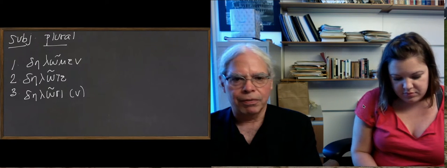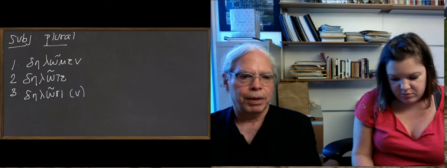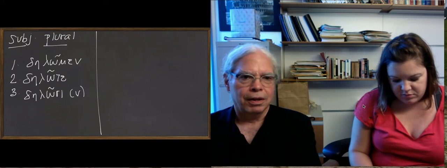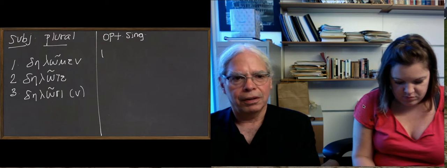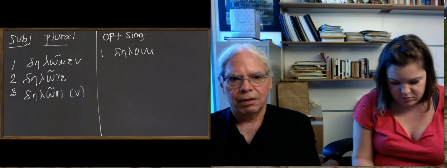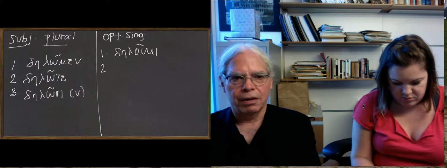Let's look at the optative of these verbs, okay? You can put it on, make a line and do it on the same screen here. The optative singular, it's going to be deloimi, okay, in the first person, deloís, and deloi.